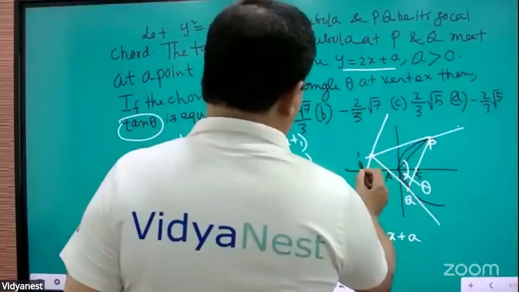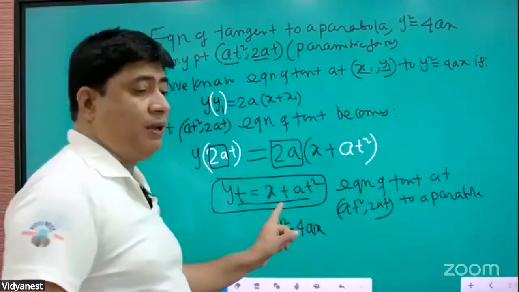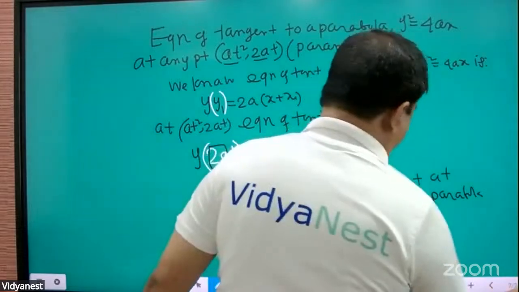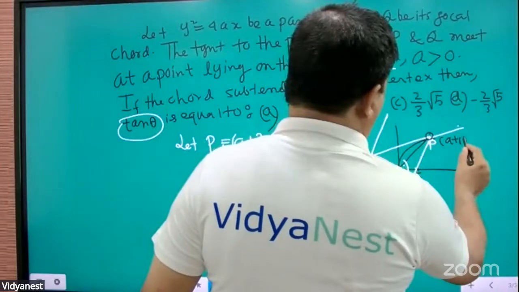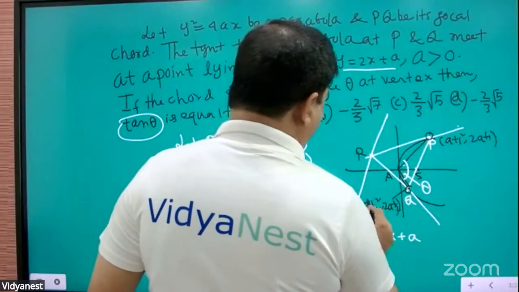Now, let this point be R. We have to find the equation of the tangents at P and Q. And a few minutes back, we got the equation of the tangent in parametric form: y t is equal to x plus a t square. So let us use that. P is (a t1 square, 2a t1), Q is (a t2 square, 2a t2).